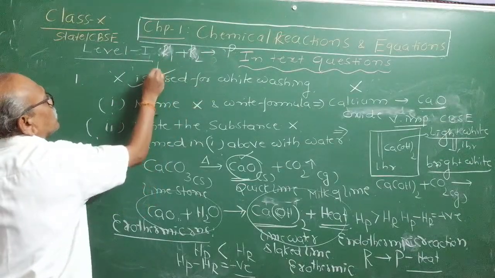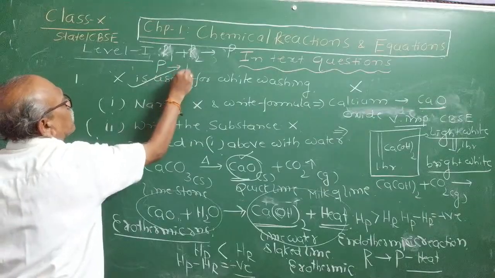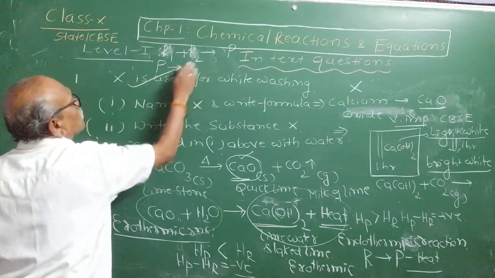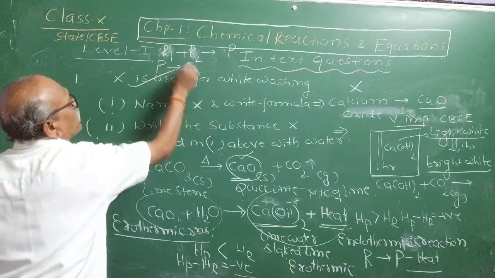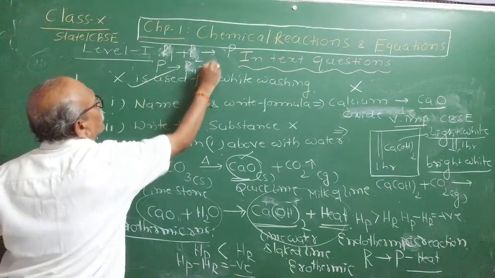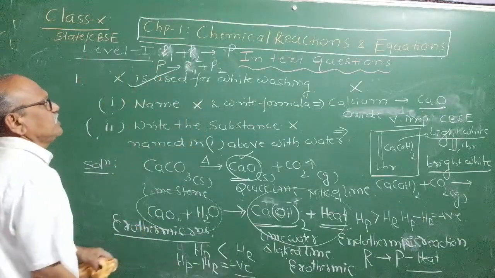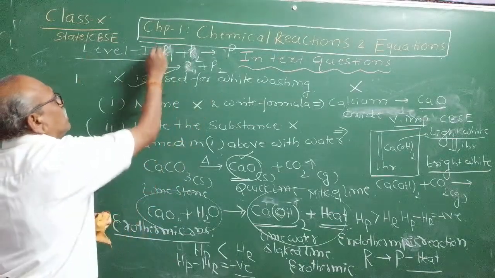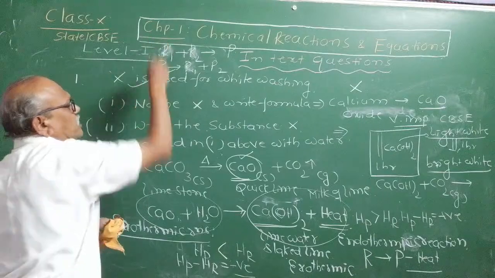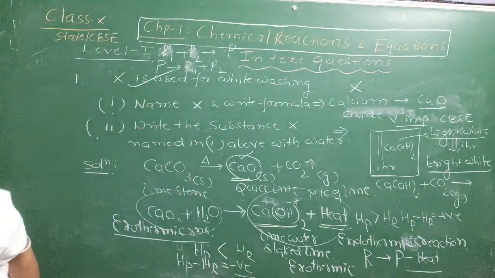In a decomposition reaction, a single reactant is converted into two or more products, P1 and P2. Therefore, a decomposition reaction is the reverse reaction of a combination reaction. I hope you understood.